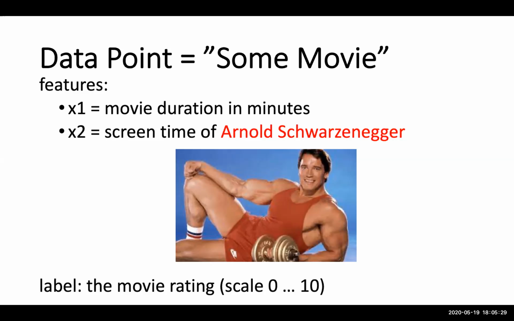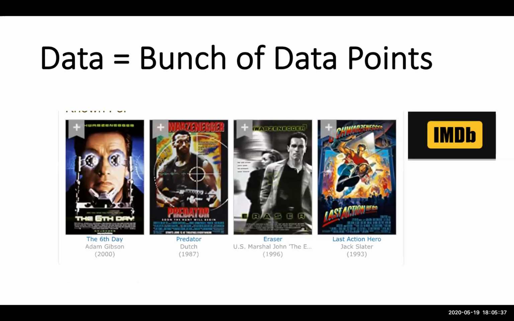And in general, we need many data points. Machine learning mostly only works well if you have a lot of data points. So where do we get a lot of data points? Well, from some movie database. There are big databases of movies which indicate for different movies how much screen time of Arnold Schwarzenegger there was, what the duration of the movie was. And somebody tried to evaluate the quality of the movie.